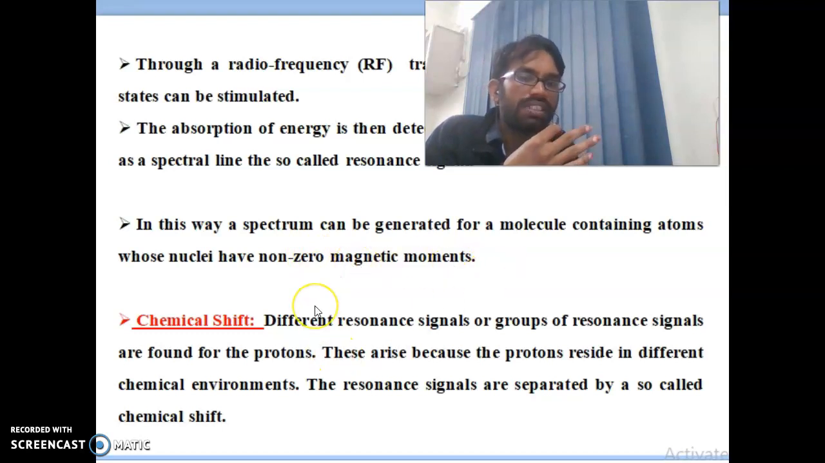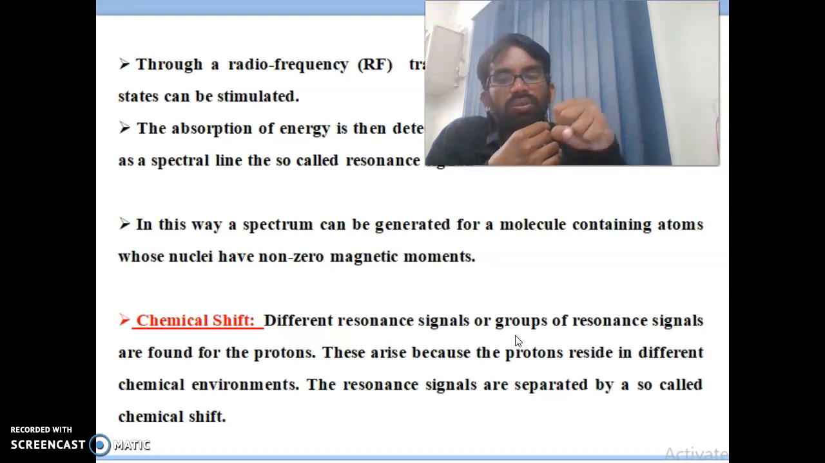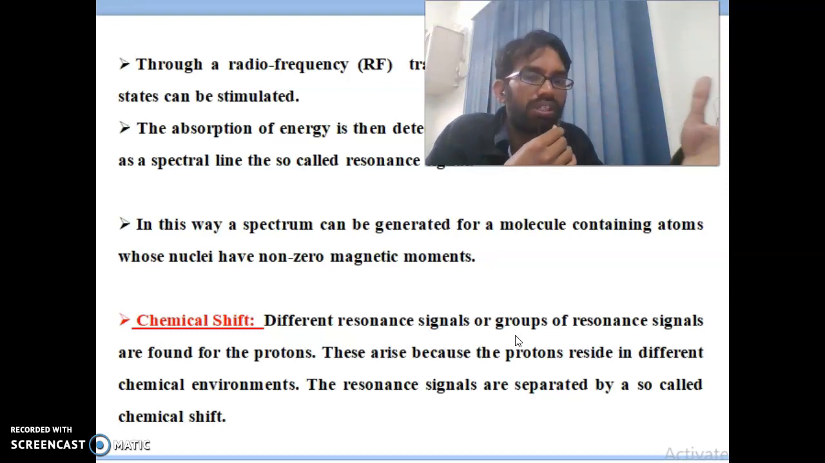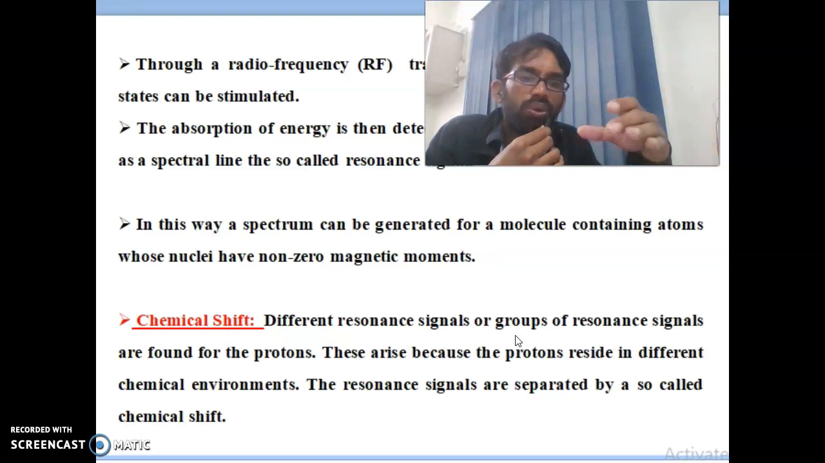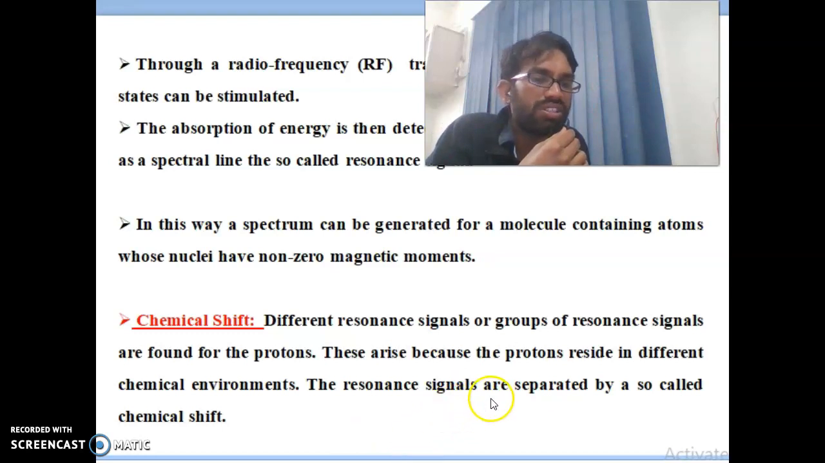Now, what is chemical shift? Chemical shift is one of the major points in NMR spectroscopy. Different resonance signals, or groups of resonance signals, are found for protons. These arise because the protons reside in different chemical environments. The resonance signals are separated depending on the chemical environment, and this separation is called chemical shift.